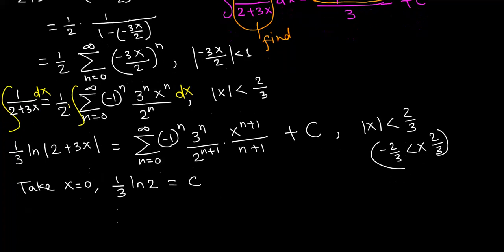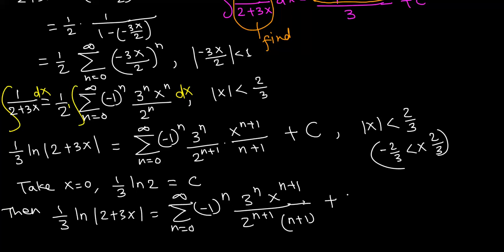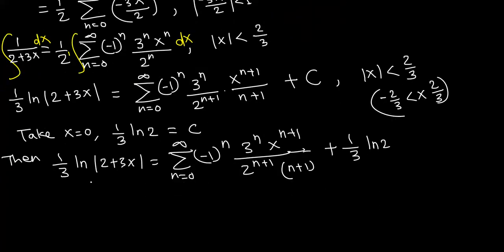So let's go back and write this. Then we have 1/3 natural log of 2 plus 3x is equal to, I'm just replacing c by 1/3 natural log of 2, sum n from 0 through infinity, -1 to the n, 3 to the n over 3 to the n, x to the n plus 1 over 2 raised to n plus 1 times n plus 1, plus c. c is 1/3 natural log of 2, but we need to get rid of this 1/3 to get the final answer, because we are just trying to find the power series for natural log of 2 plus 3x.